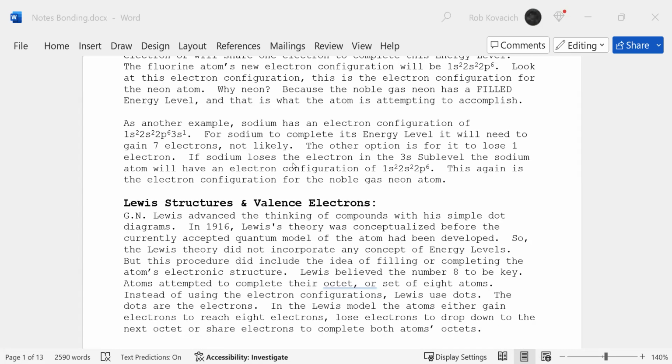If I'm looking at the actual electron configurations, the electron configuration for sodium is 1s2, 2s2, 2p6, 3s1, and it's this one electron that it doesn't actually want. If it gets rid of that electron, this portion of the electron configuration is neon's configuration, and that's a stable atom, so that's what it wants to look like.